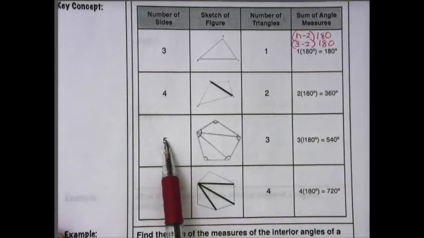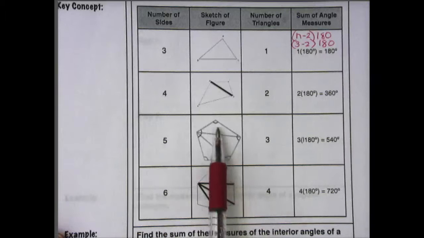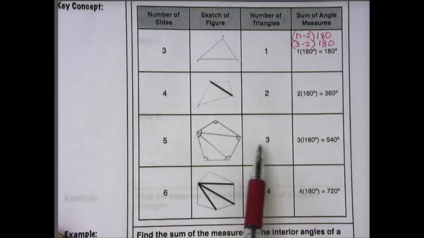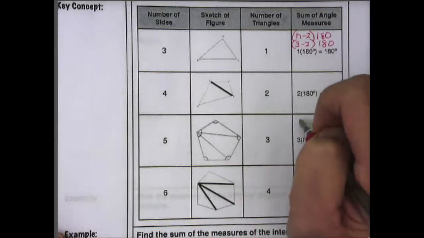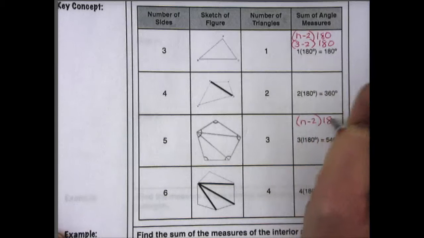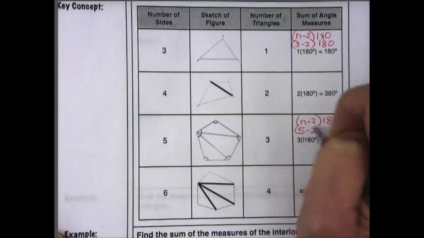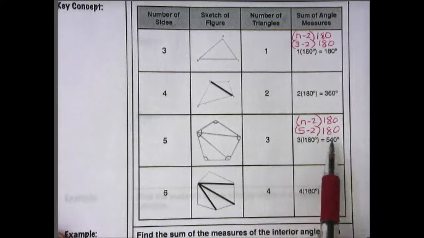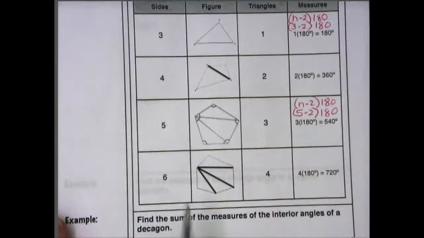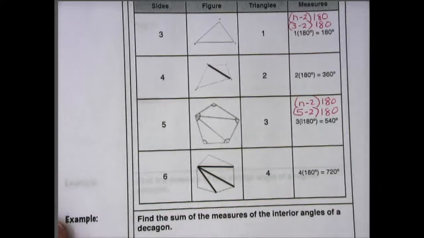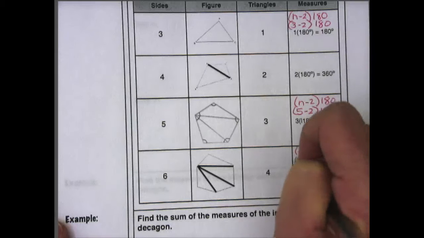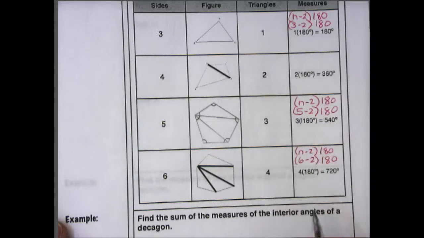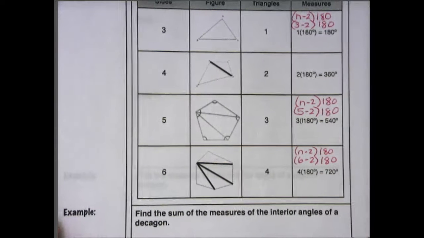If there are 5 sides, we could divide it into 3 different triangles. 5 minus 2, so n minus 2 times 180, 5 minus 2 times 180, 3 times 180 is 540 degrees. If we have 6 sides, we can actually draw 3 different lines in here and divide it into 4 triangles. So n minus 2 times 180, 6 minus 2 times 180, 4 times 180 is 720 degrees.